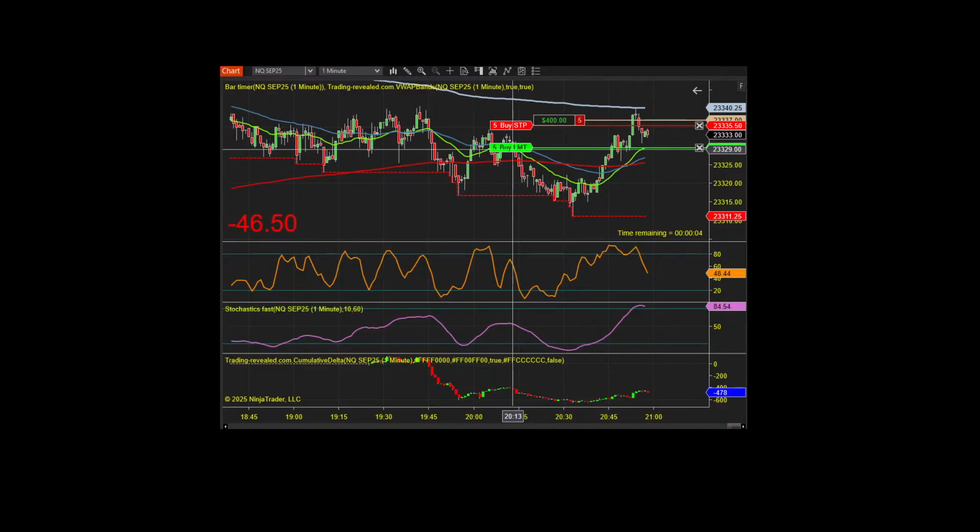Okay, so I'm probably just gonna again put it right above that 21 EMA. Hopefully it pops down here and just takes us out.